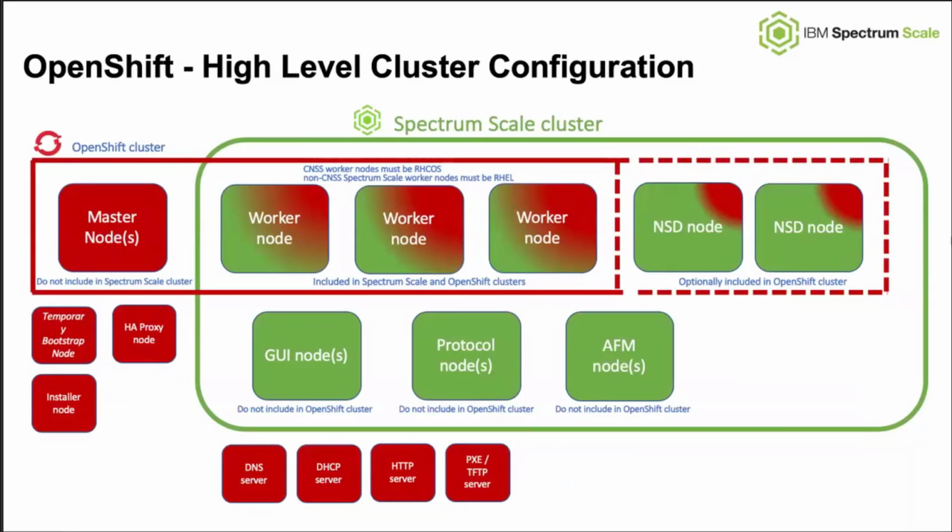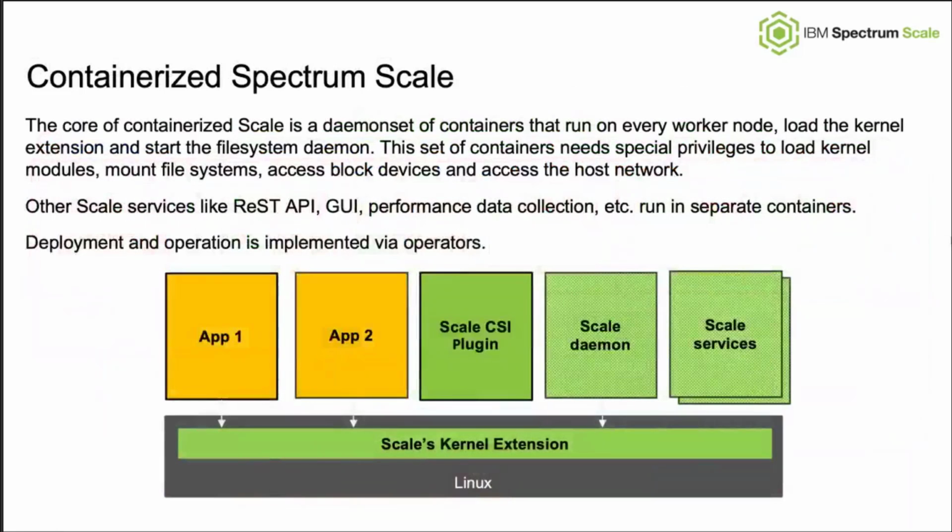So that is where containerized Spectrum Scale comes into the picture. This is something we are currently working on, although the beta is currently running, and general availability should be out soon. So what does containerized Spectrum Scale mean? At its core, it means that a set of pods are running on all worker nodes that load the kernel extensions and start the file system daemon. So this Scale daemon is run as daemon set pods.